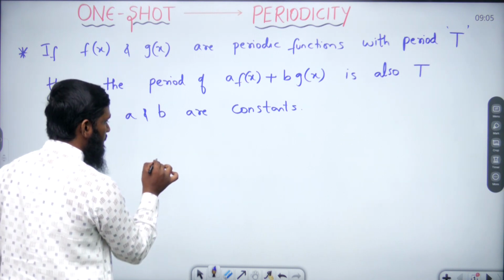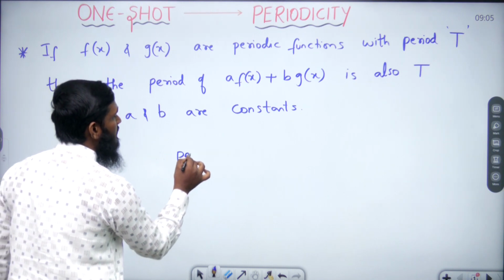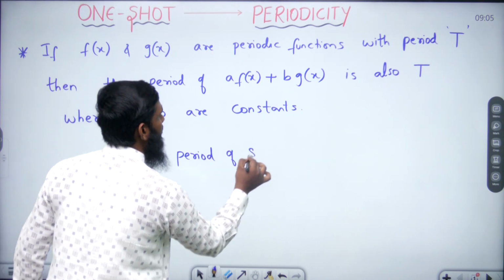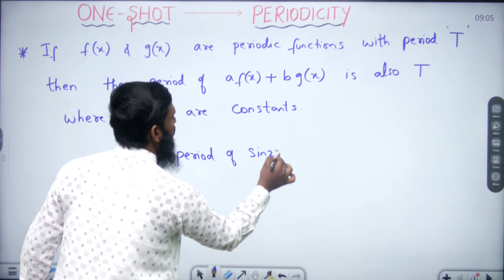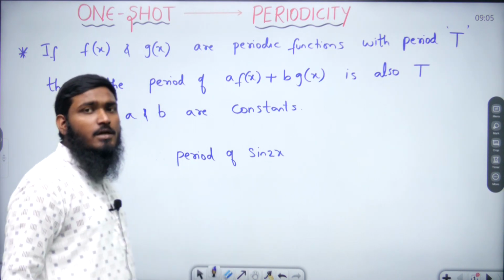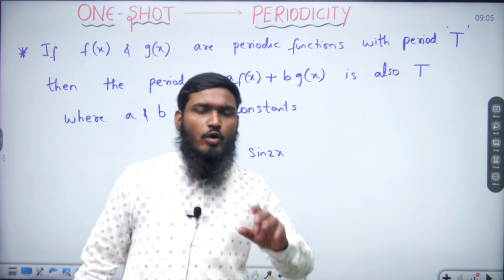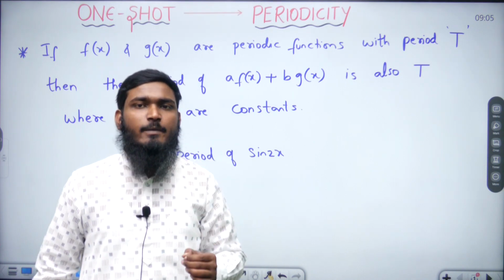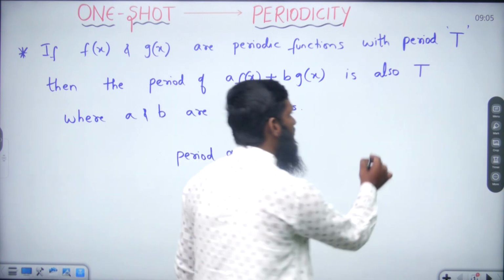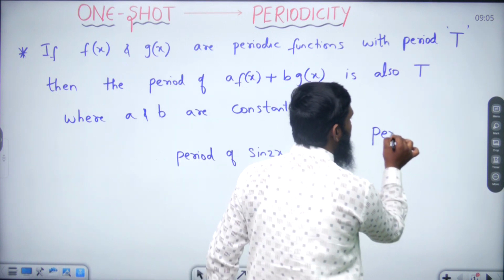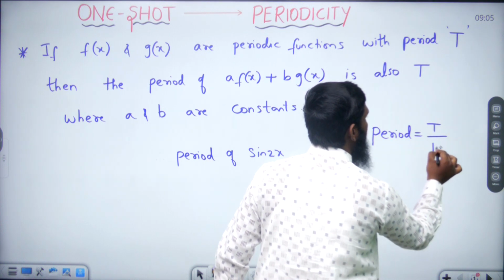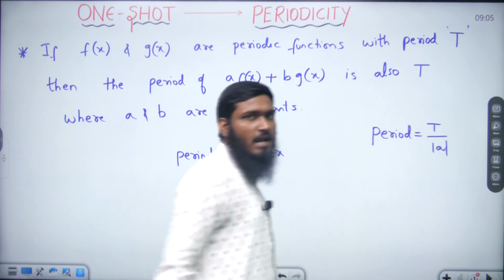Let us discuss period. What is the period of sine 2x? What is the formula for period? If we want to find the period of the function, we have the formula: period equals t divided by mod a.